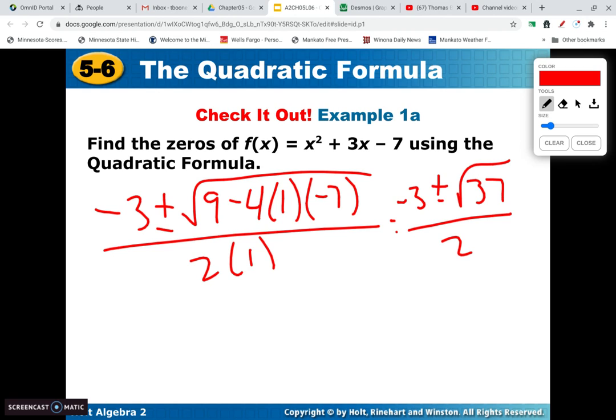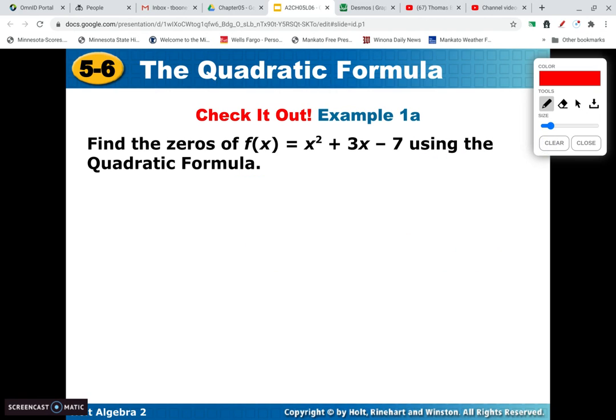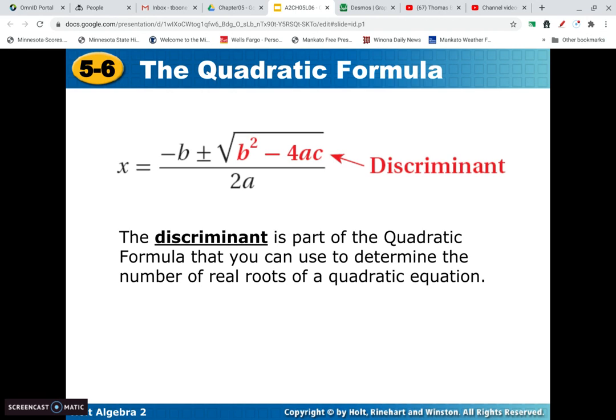Can't really simplify the 37, so I'm okay with you just leaving it like that. There you go. If you can simplify the radical, I would, but this one you can't. So there you go. Wow, okay. Doesn't work out that great.